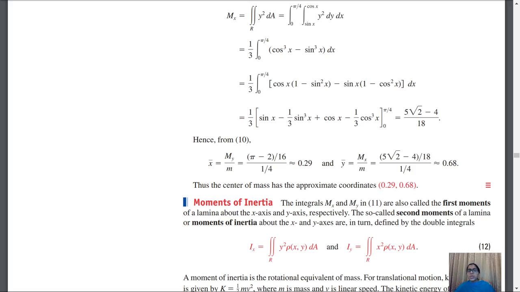So this is how we can determine the mass and the center of mass of the various laminas which are given to us. The formulas are simple. It is all related to the double integral, and since we have done many problems related to that, it is easy to solve or determine the mass and the center of mass of the laminas given to us.